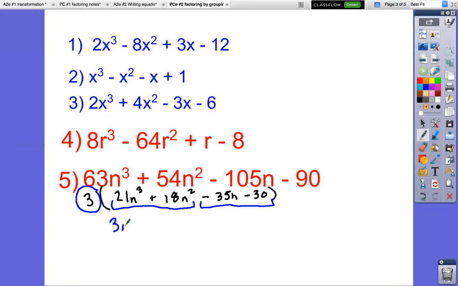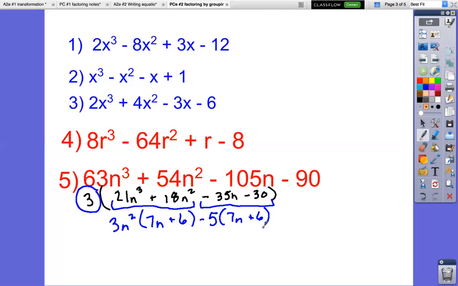The greatest common factor here is 3n squared. So I'm left with 7n plus 6. Is there anything I could pull out of negative 35n and negative 30 to give me 7n plus 6? 5. Close. Negative 5. There you go. Negative 5. If those are both negative and I need it to be positive, factor out the negative. So I'm left with 7n plus 6.